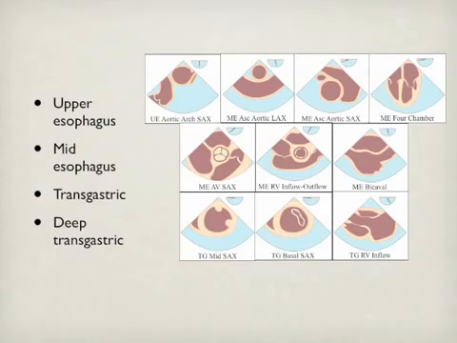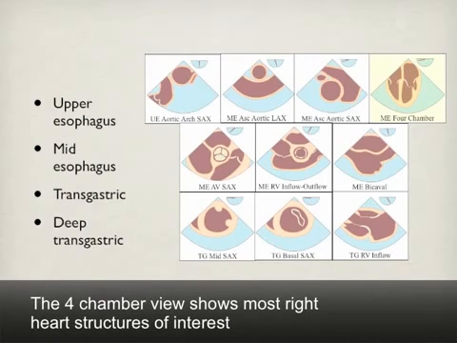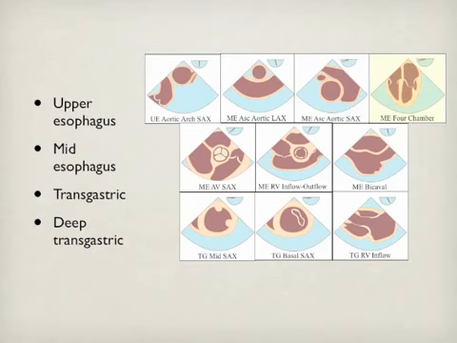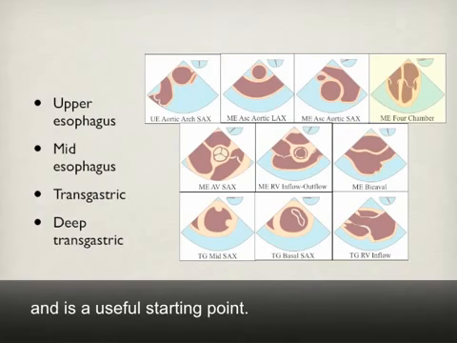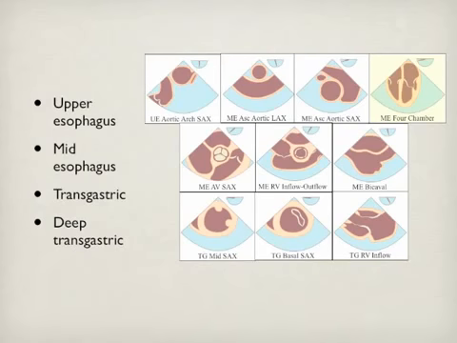This slide shows a variety of views useful in assessment of the right heart. The most useful views are the mid-esophageal 4-chamber view, the mid-esophageal RV inflow-outflow view, and the transgastric views. The 4-chamber view shows most right heart structures of interest. It allows the viewer to see the RV lateral wall, sometimes referred to as the free wall, the interventricular septum, the right atrium, and the tricuspid valve, and is thus a useful starting point for evaluation.